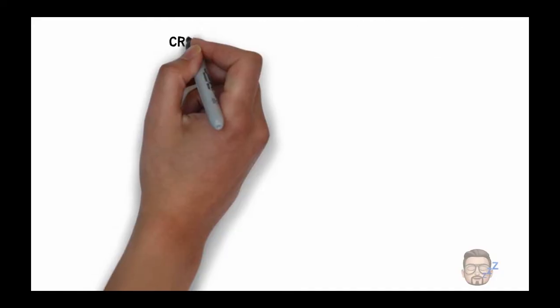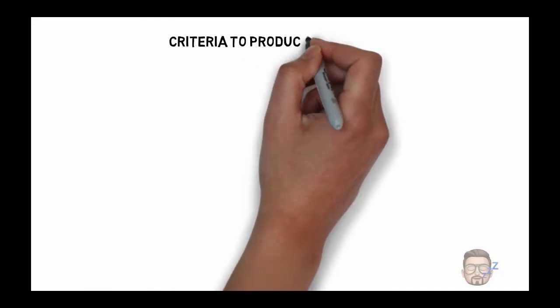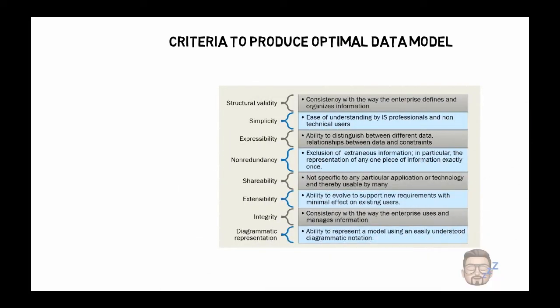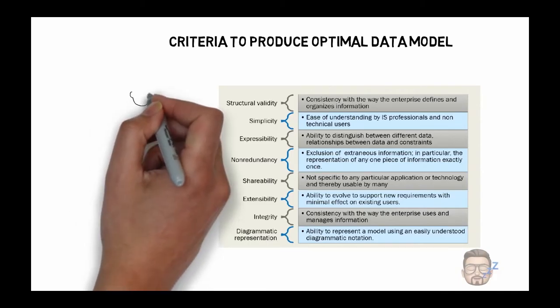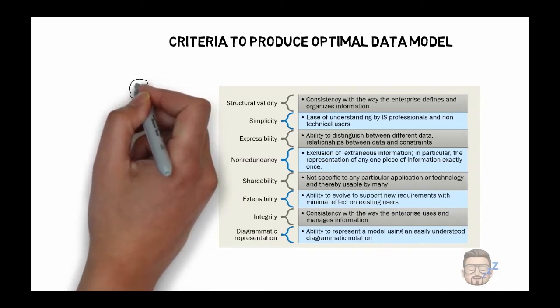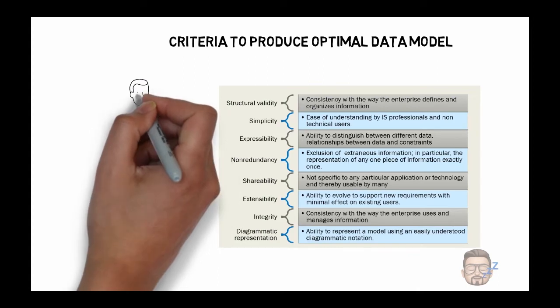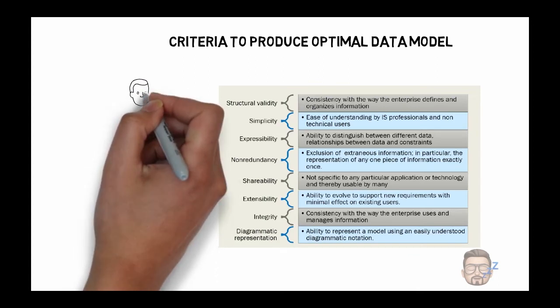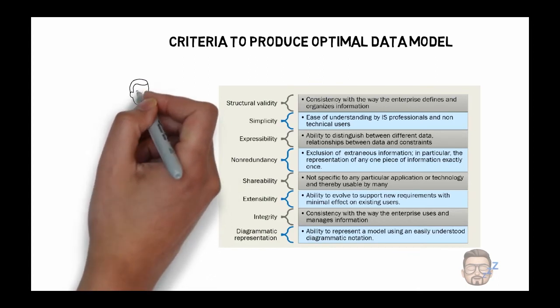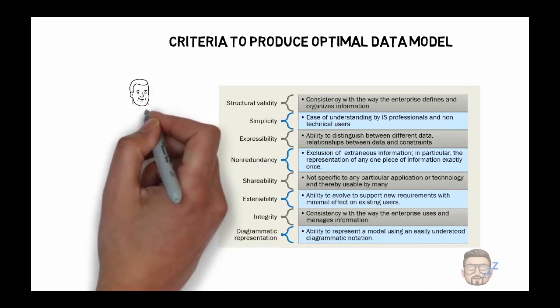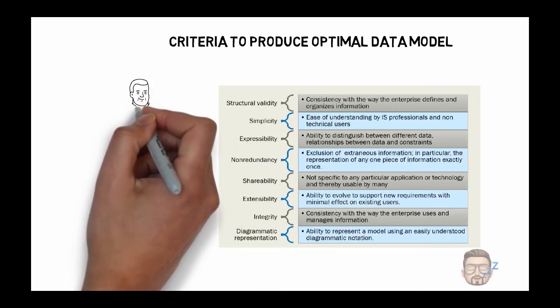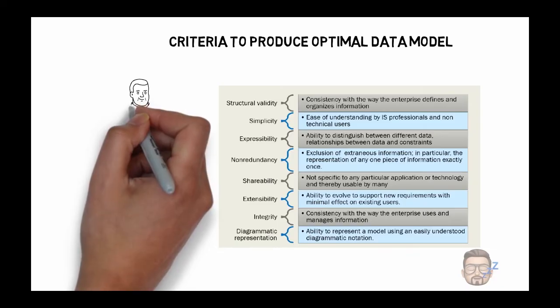There are few criteria to produce an optimal data model. The first one, structural validity. It is a consistency with the way enterprise defines and organizes information. The second one is simplicity. Ease of understanding by information system professionals and non-technical users. The third one is expressibility, ability to distinguish between different data, relationships between data, and constraint.